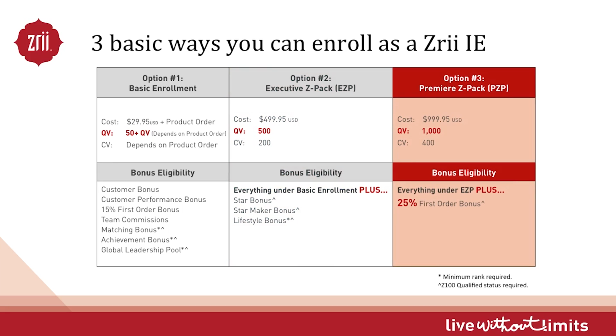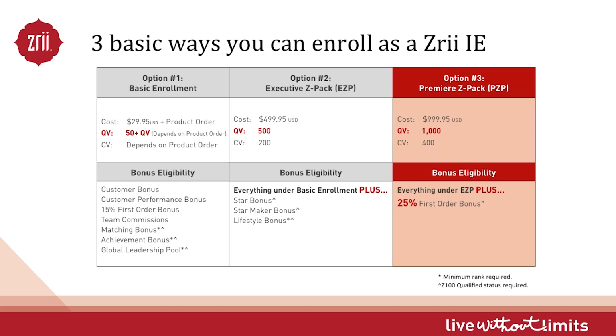Option number 3 is the Premier Z-Pack, or PZP. Enrolling with a Premier Z-Pack is the most powerful way to enroll as a Zrii independent executive. Why? Because at the PZP level, you can capitalize on all of the bonuses in the Zrii Prosperity Plan, including a huge 25% first order bonus on your new personally enrolled independent executives.